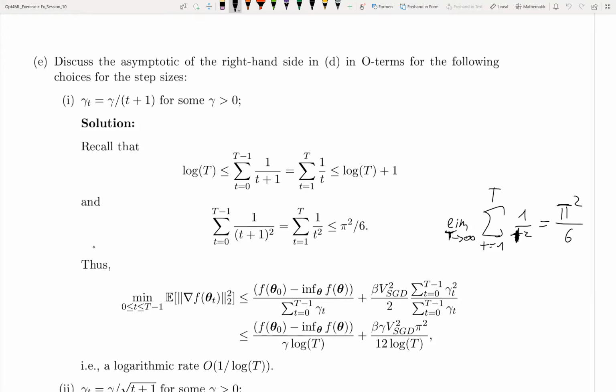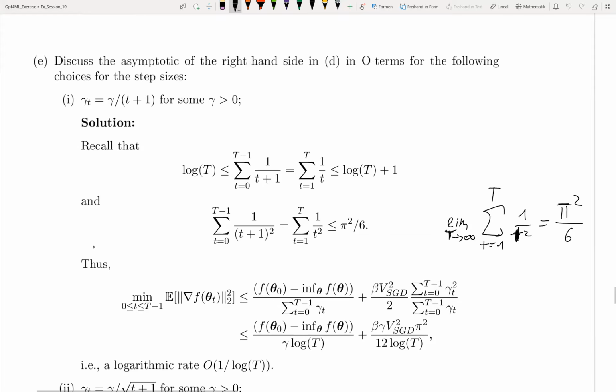And this is an increasing series, of course. So you only add up here positive values. So if you forget about the rest until some t, you only make it smaller than the asymptotic value, which is pi squared over 6.